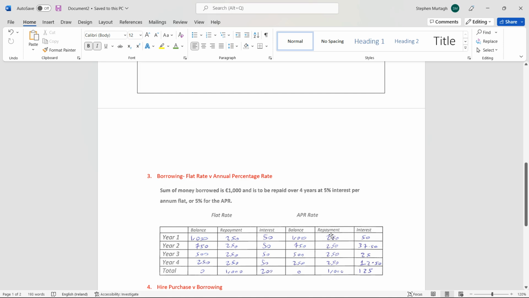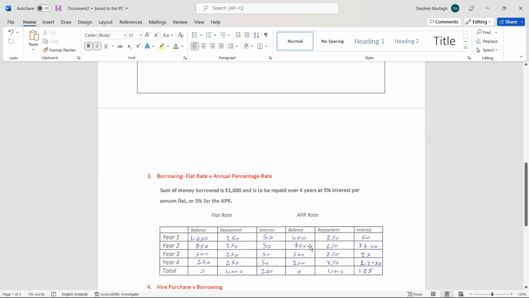So they're paying again 5% in interest, but this time the interest is going to be on whatever the balance is. So in year one, it's 1,000. In year two, it's 750. In year three, it's 500. And in year four, it's 250 until there's nothing left. So on your calculator, you'll have to say 1,000 by 5%, and that's €50 for year one.